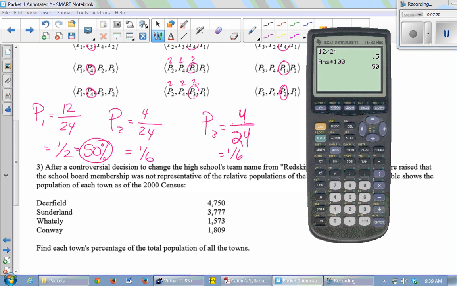50%. Okay. And then 1/6, we do the same thing. 1 divided by 6 times 100. And if I round that, it's like 17%. So I'm going to put a little squiggly equal sign. That means approximately, so I'm telling you I rounded it. Approximately 17%. So all of these will be approximately 17%.